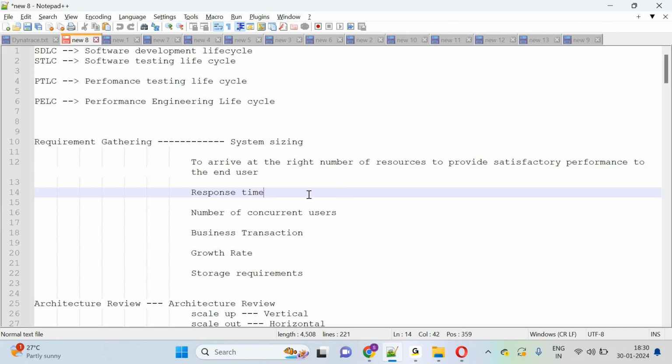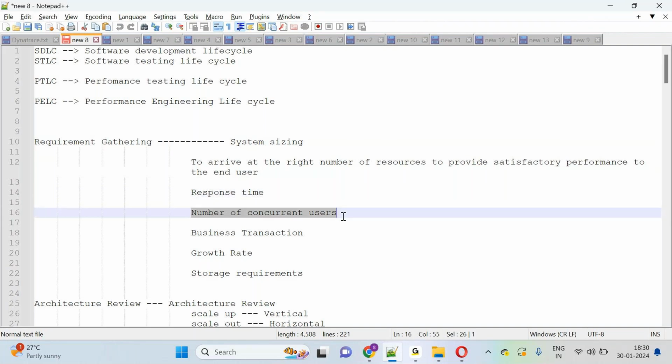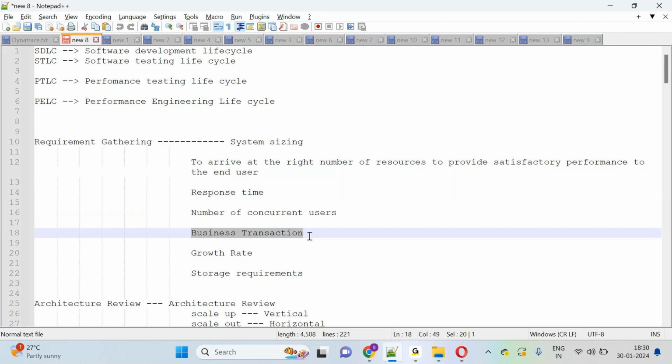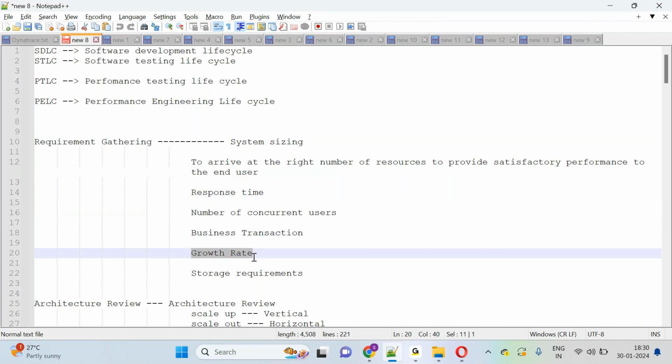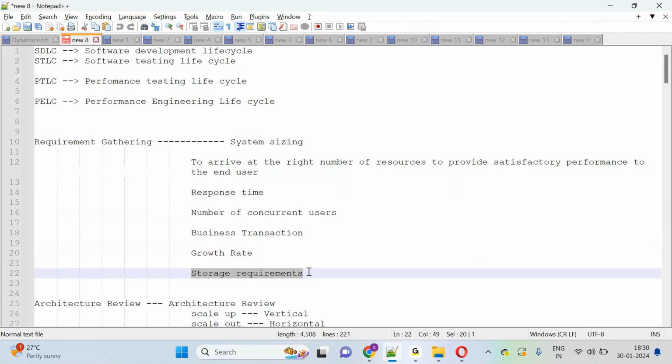What are all the other things they'll think about? They'll think about response time, concurrent users, business transactions, growth rate, and storage requirements, because all these things are the factors which will affect your performance. So the first phase is what? Requirement gathering. When the developers are doing the requirement gathering, what will performance engineers do?